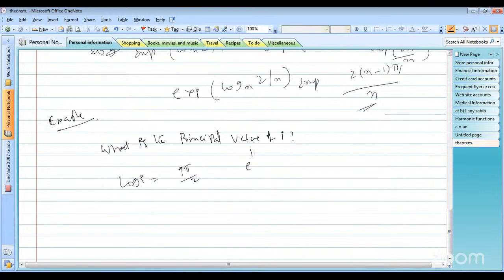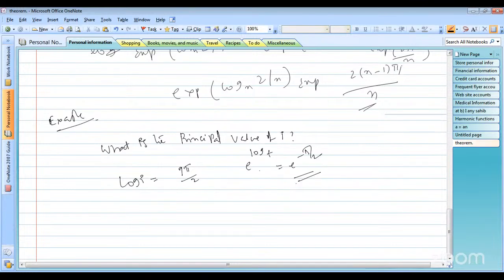Thus, e power log. What is the value of e power log of i? Anyone tell me, please. The value is e power of minus π by 2. So the principal value of that is e power of minus π by 2 we are taking here. So for all these, you have to take the possible values also.